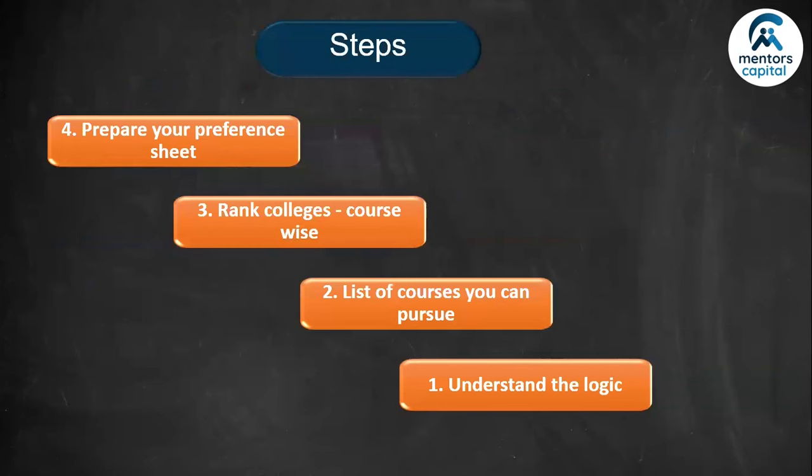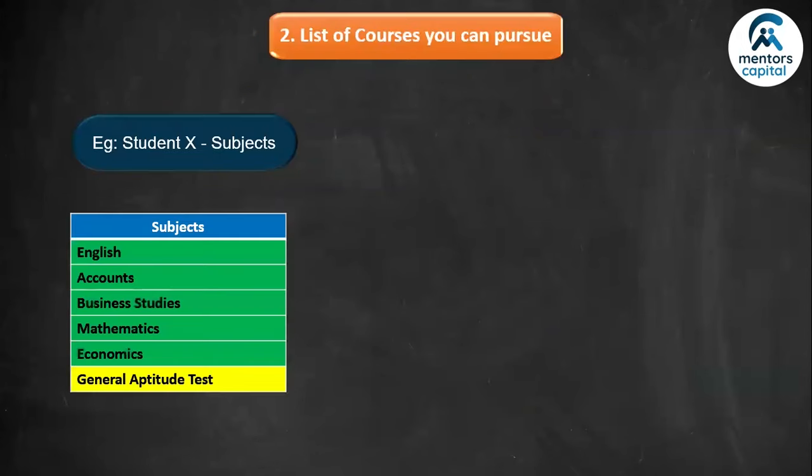Okay, so now we've understood the logic of how the preference sheet works and how you should make a preference sheet. Let's move to the second step now: the list of courses that you can pursue or that you are eligible for. I'm taking the example of a student X. The subjects are commerce: English, accountancy, business studies, mathematics, economics, and this student wrote the general aptitude test also. It may not be applicable to all of you, but in this particular case, the student wrote the general aptitude test as well.